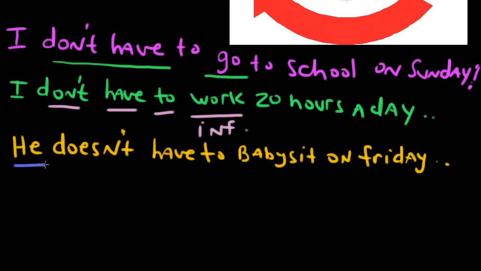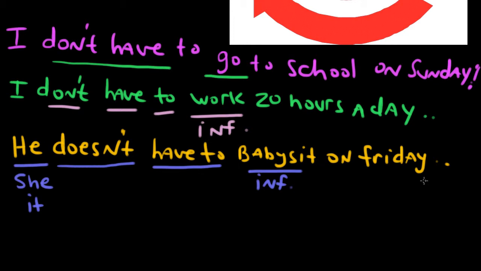Let's try an example for he and she. He doesn't have to babysit on Friday. So when we make the negative for the third person, which is he, she, or it, we use doesn't, have to, and the verb in the infinitive. And yes, babysit is a verb. It doesn't mean that you sit on the baby, though. It means you watch someone's children for them.